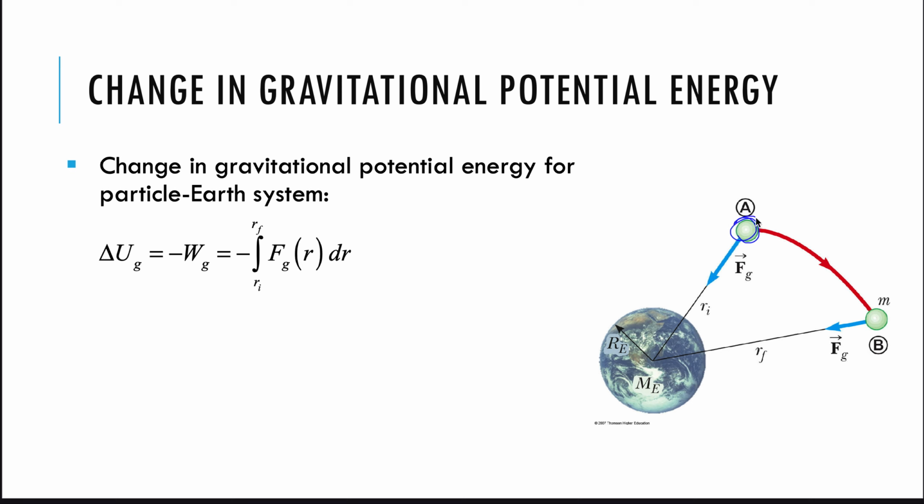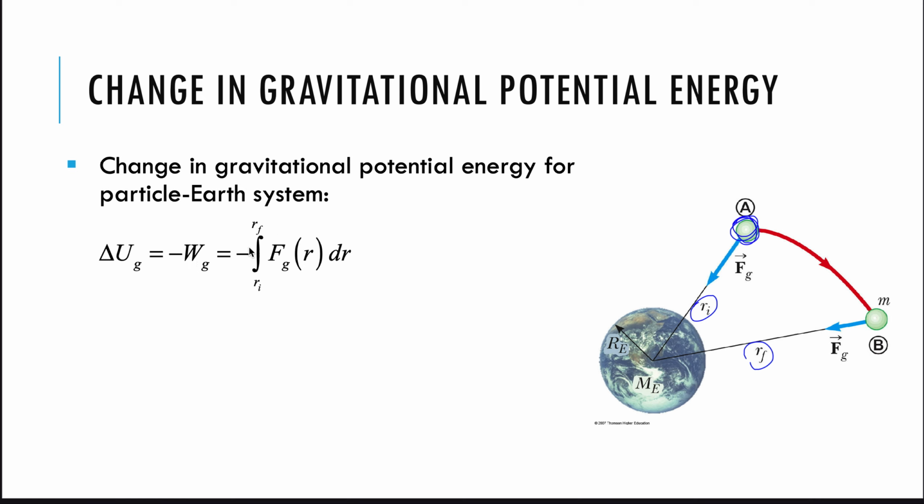So we're looking at a particle that is moving from point A to point B, and it's at some distance from the Earth. So the distance from the Earth, the r, changes from r initial to r final. As it goes from point A to point B, it is experiencing the gravitational force due to the Earth. If we want to find its change in gravitational potential energy, we know that's equal to the negative of the work done by the gravitational force.